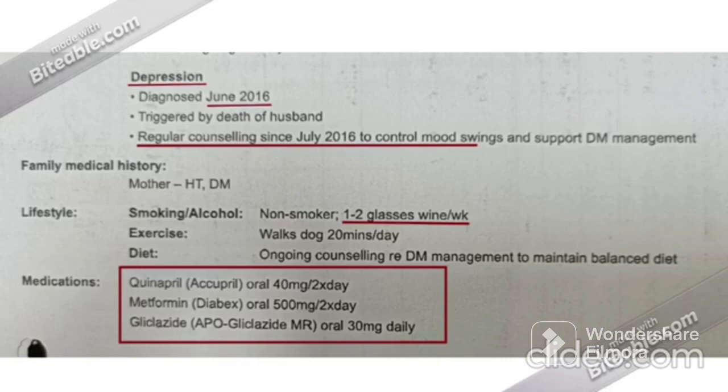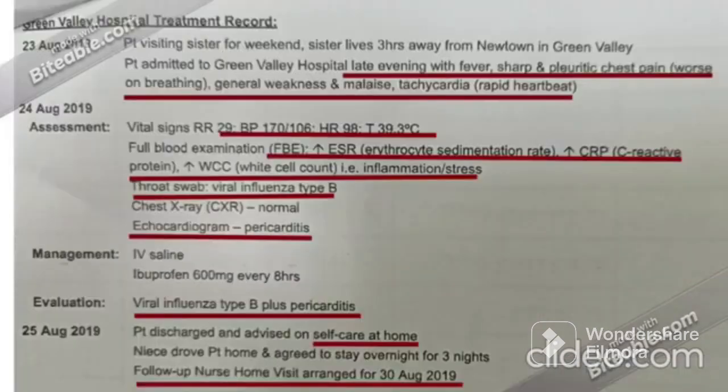Green Valley Hospital treatment record has given here: 23 August 2019, patient visiting sister for weekend. Sister lives 3 hours away from Newtown in Green Valley. Patient admitted to Green Valley Hospital late evening with a fever, sharp and pleuritic chest pain, which worsened breathing, general weakness, and malaise, tachycardia, rapid heartbeat. So these all we have to underline because these are the presenting complaint at the time of hospitalization.